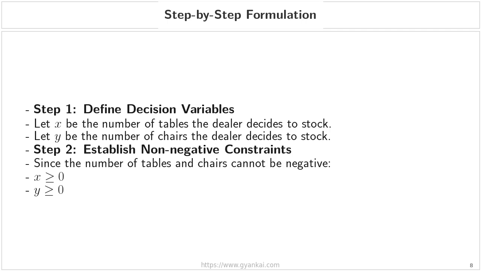Moving on to step 2, we must establish our non-negative constraints. As we discussed in our earlier slides, we have to ensure our model reflects reality. Since it is physically impossible to have a negative number of tables or chairs in a warehouse, we must explicitly state that X is greater than or equal to 0, and Y is also greater than or equal to 0. This ensures our solution stays within the first quadrant of our graph.